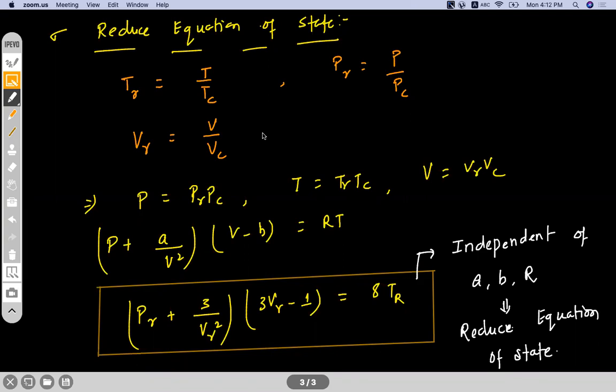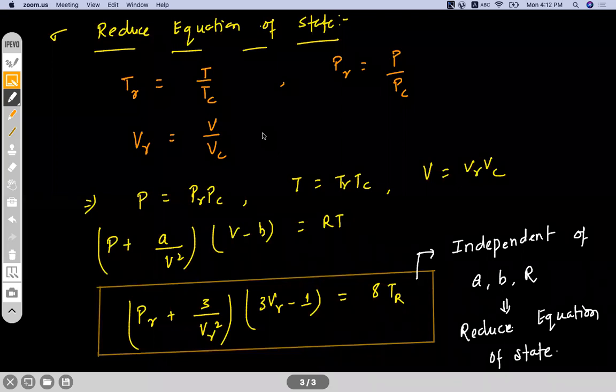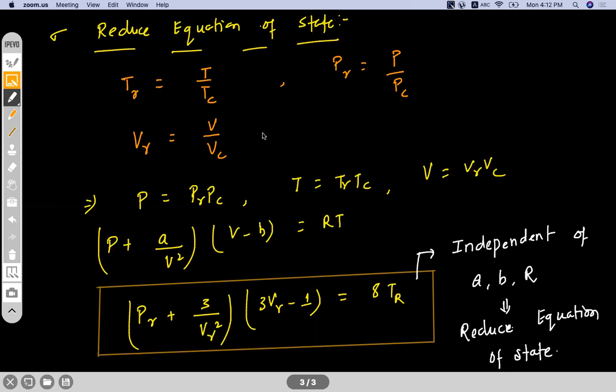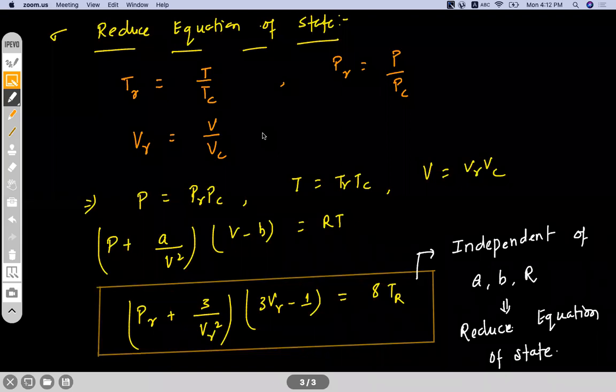You can substitute the pressure, and when you solve it, you'll get a and b cancelled. On the left-hand side and right-hand side, if you substitute all the values, both will get cancelled, because T is nothing but TR into TC. TC you can write as 8a by 27Rb. So you have numerator a and denominator b. When you substitute a and b and the values of critical pressure and volume, a and b on both sides will get cancelled.